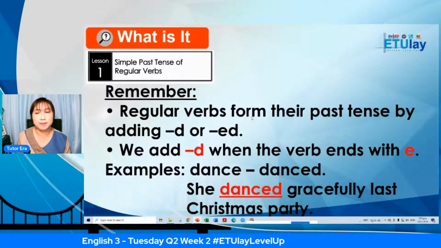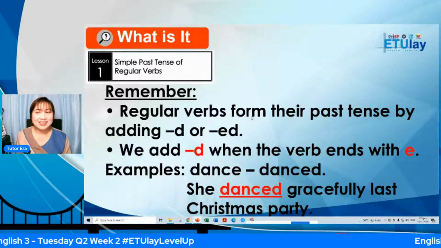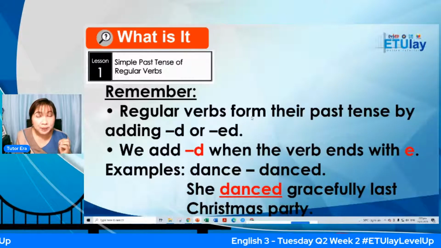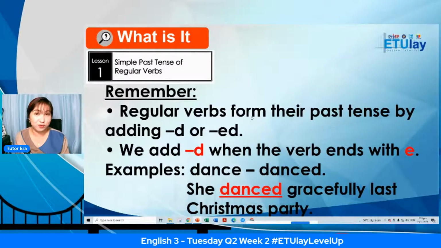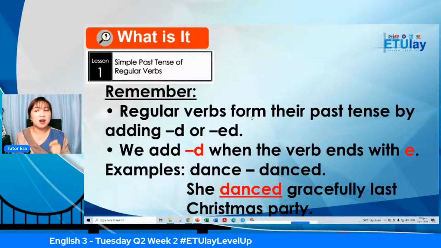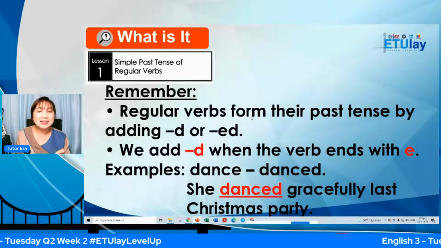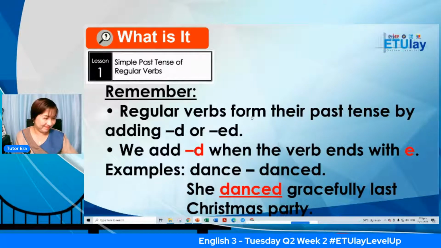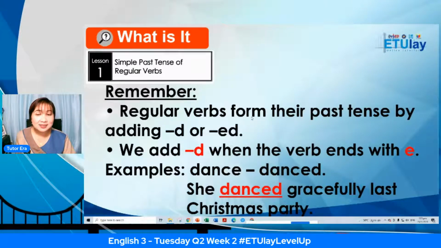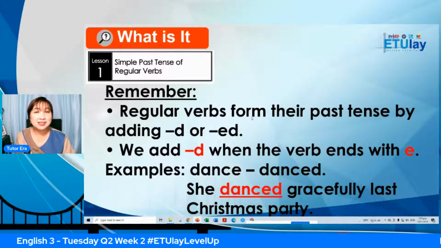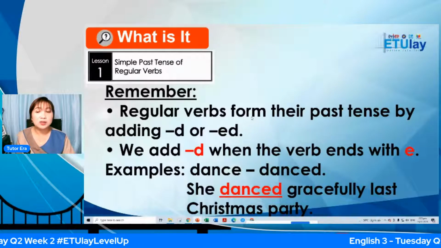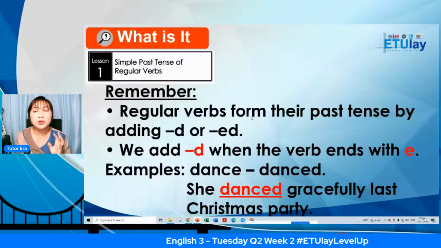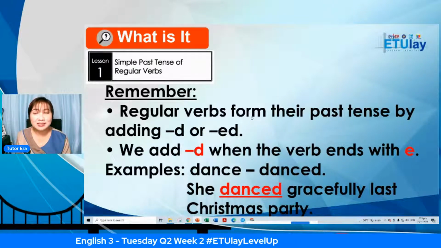So how do we form them? We form the verbs in their past tense by adding D or ED. My dear learners, we are talking about the regular verbs. Regular verbs are formed by adding D or ED to show past tense. Let's have this example. Dance is the verb. To show its past tense, it will be danced. What did we do? We add D. We add the D when the verb ends with E.